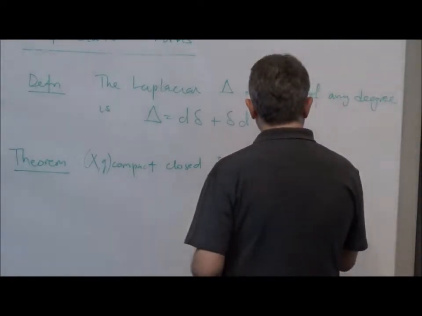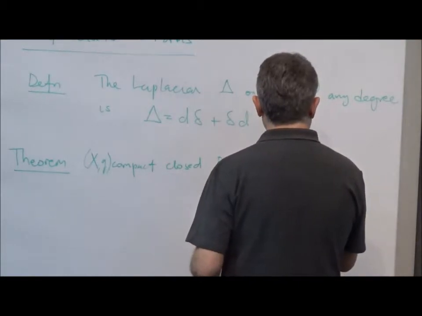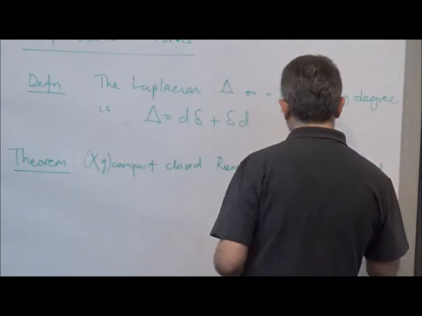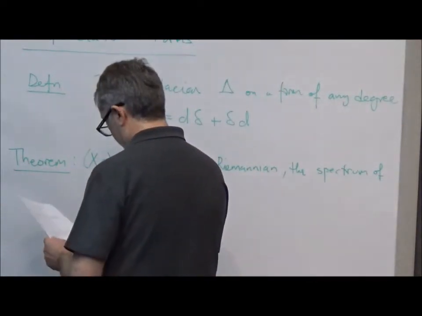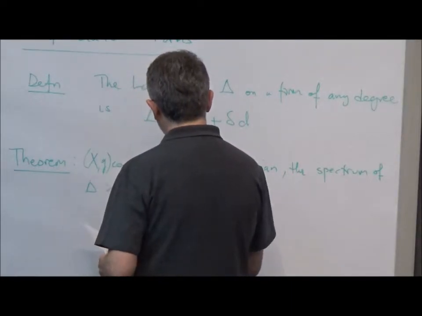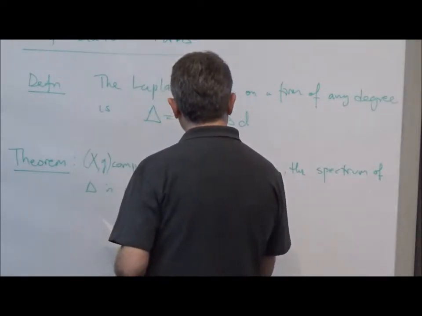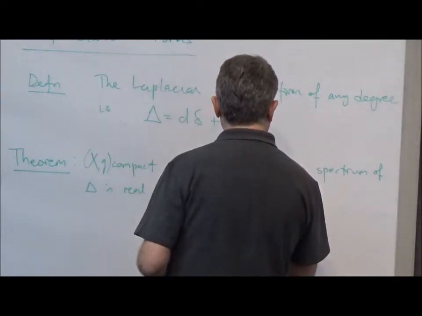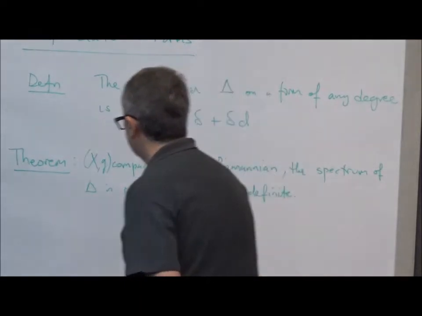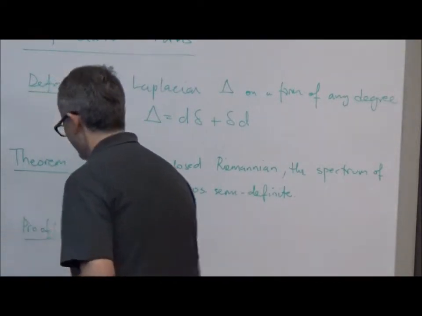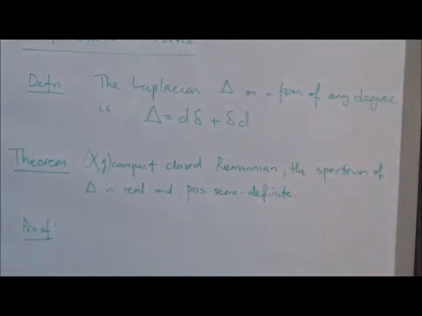The spectrum of delta is real and positive semi-definite. So here's the proof. Homework? No. We'll actually do this one. I'll leave the hard stuff for homework and easy stuff I can do on the board.